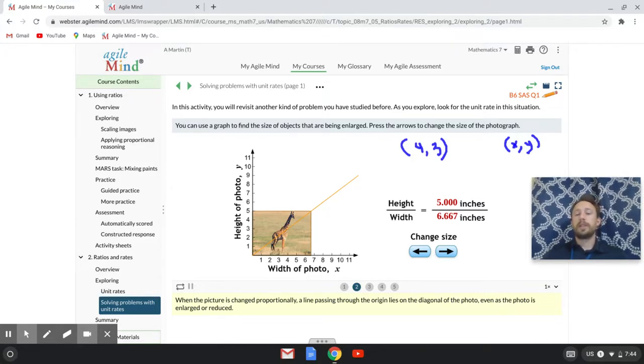So you'll notice down there at the bottom in the yellow, it says when the picture is changed proportionally, a line is passing through the origin. And if you don't know what the origin is, that's actually this point right here. That's the point (0, 0) on a graph. When they say it's passing through it, what you need to imagine is this line right here is carrying through that origin. All right. And notice that it is a straight line. Since it's a straight line that passes through the origin, this is a proportional relationship.